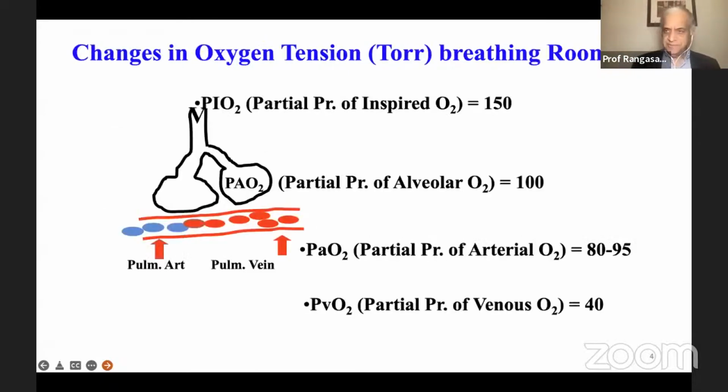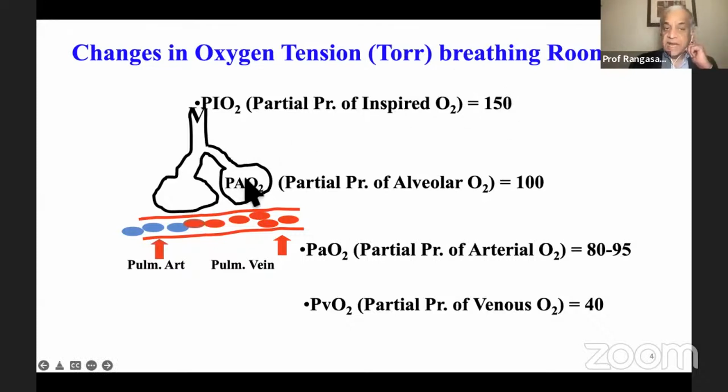This is my cartoon. You have seen Dr. Satyan's infographics; I'm nowhere near that. I do something like this when I teach my fellows in the conference. So you need to look at the oxygen tree. When you're breathing room air, the PiO2, partial pressure of inspired oxygen at sea level, is 760 minus 47 times the FiO2, which is about 150 millimeters of mercury.